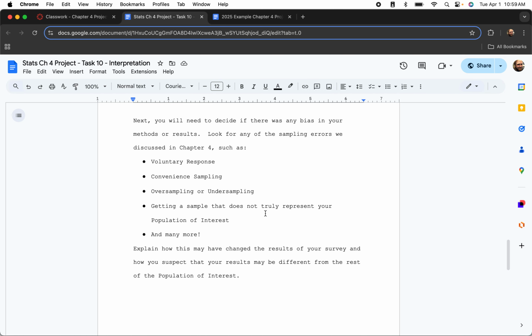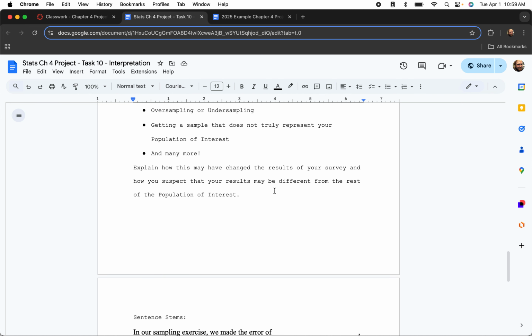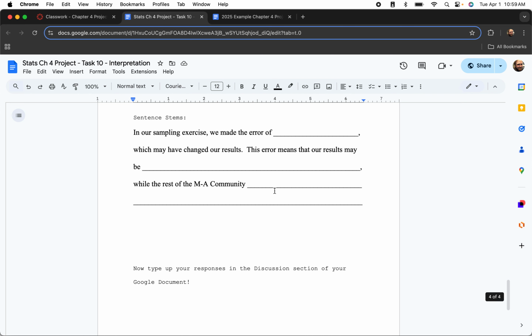And then you need to decide if there was any bias in your methods or in your results. Again, we've kind of been looking at this the whole time. But look for any of the sampling errors that we talked about. Did you ask for a voluntary response? Did you take a convenient sample? Did you oversample or undersample any group? Did you get a sample that doesn't actually represent your population of interest? And explain how this might have changed the results of your survey.